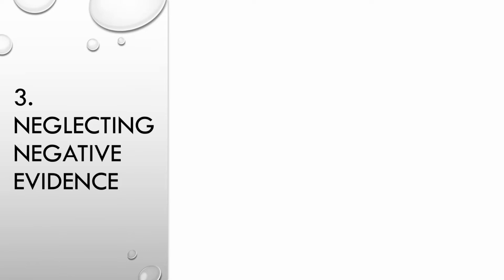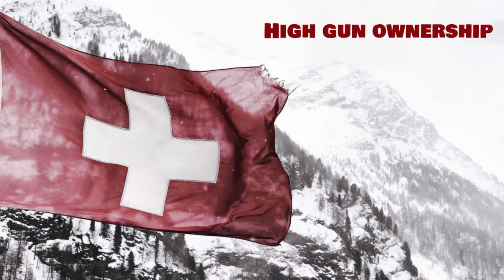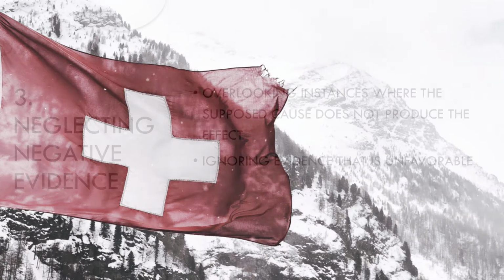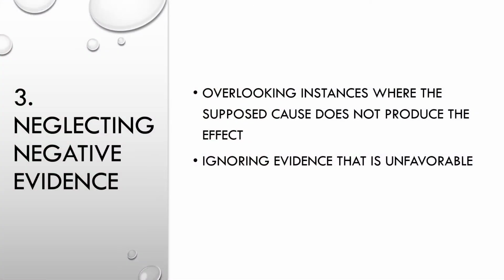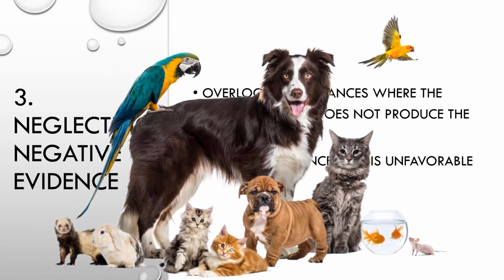Next is the inclination to neglect negative evidence, the tendency to overlook instances where the supposed cause does not produce the effect, or to ignore evidence that's unfavorable, which likely stems from our human propensity towards confirmation bias and loss aversion, given our commitment to our pet hypotheses. But this is something Mill's negative method of difference was designed to correct.